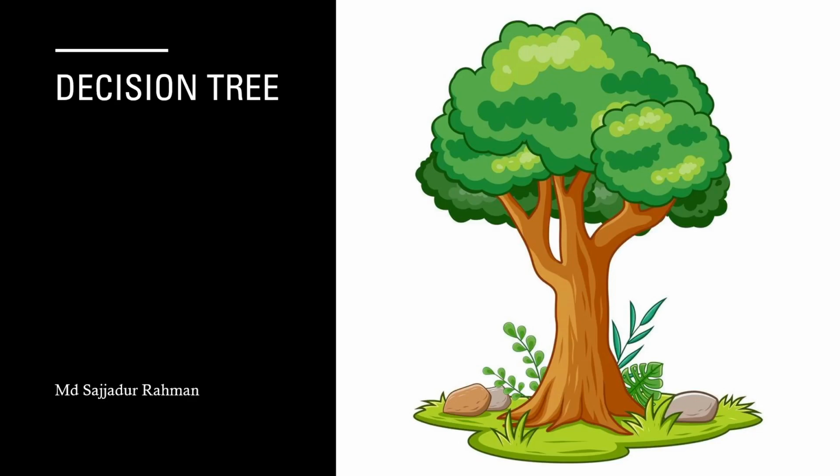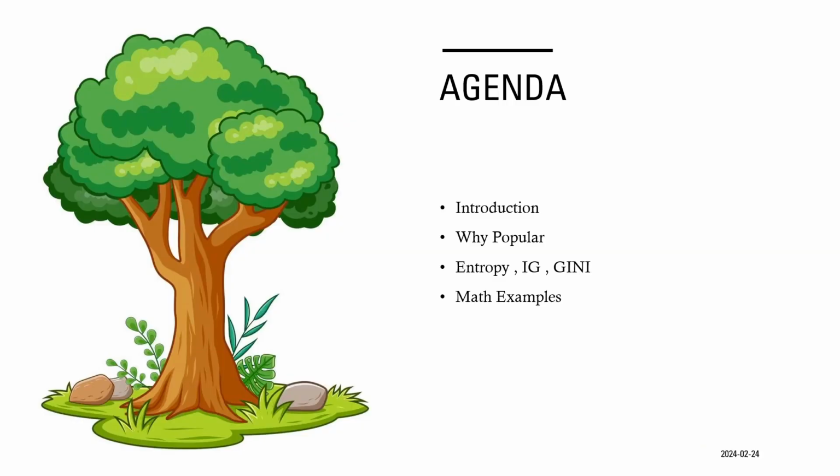Now let's start our today's agenda. In this session I will try to cover the introduction of decision tree, why it is popular, and the crucial part of this decision tree, the math behind it, and these important things are entropy, information gain, and GINI index.